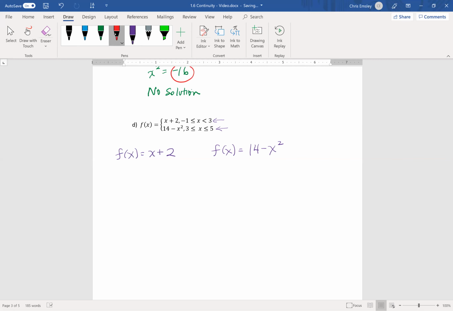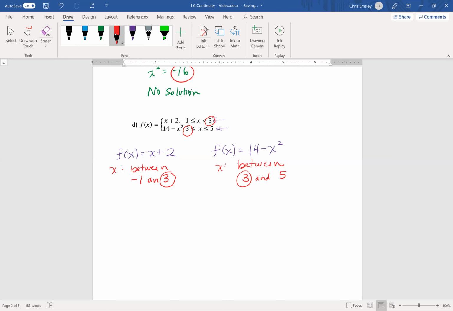But the key here, the trick is going to be what happens at the point right here, x equals 3. Because we're going to use this function, x plus 2, for x values that are between negative 1 and 3. That's what that notation means up there. And we're going to use the second definition, the 14 minus x squared, for x values that are between 3 and 5. But what happens right there where they meet? What happens at x equals 3?